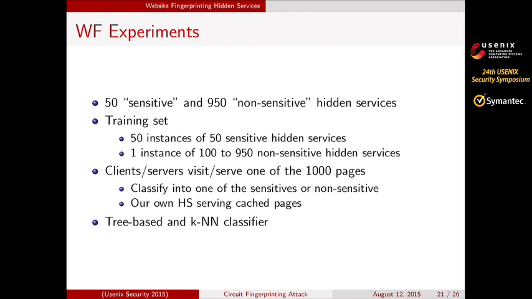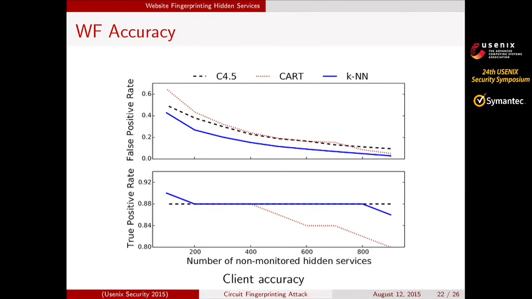And again, we use tree-based classifiers and KNN classifier to actually test the algorithm. So this graph shows the accuracy for classifying which website the client visited. So the client accuracy, and you can see that most algorithms perform about just as well. And so the true positive rate is well above 80%, and the false positive rate goes as low as 2.9%, depending on the number of these non-sensitive hidden services that we give to the classifier in training.